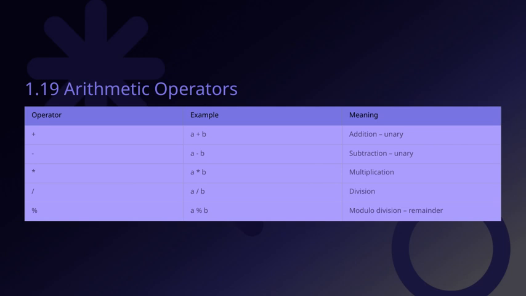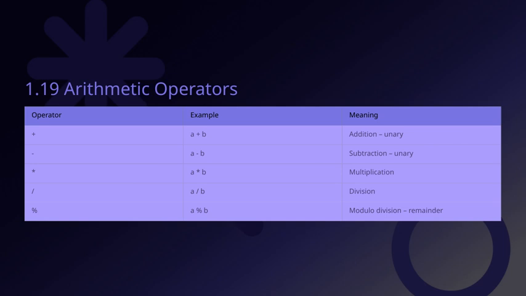Next, we have the minus sign. A minus b represents subtraction, and similar to addition, it can also be unary, as in minus a, which simply negates the value. Moving on, the asterisk symbolizes multiplication. So, a asterisk b is multiplying two numbers. Then there's the forward slash, which indicates division. A slash b divides one number by another.